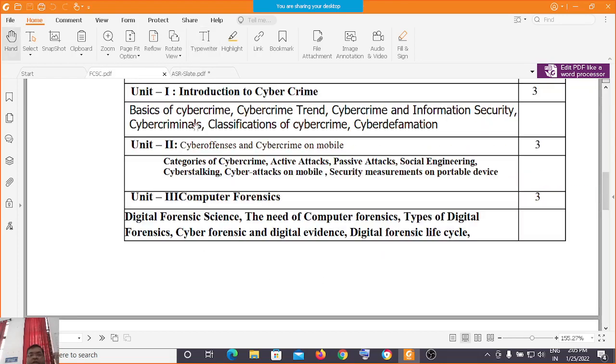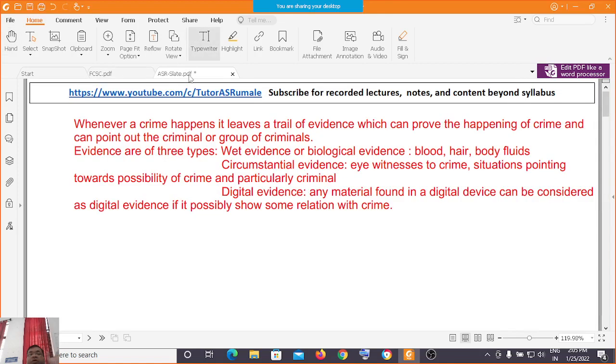When we say digital forensic science, we first have to classify what a crime is. Do you get what type of evidence we get when any crime happens, whether it is a simple crime, that is a non-cyber crime, or a cyber crime? We always get three types of evidence.